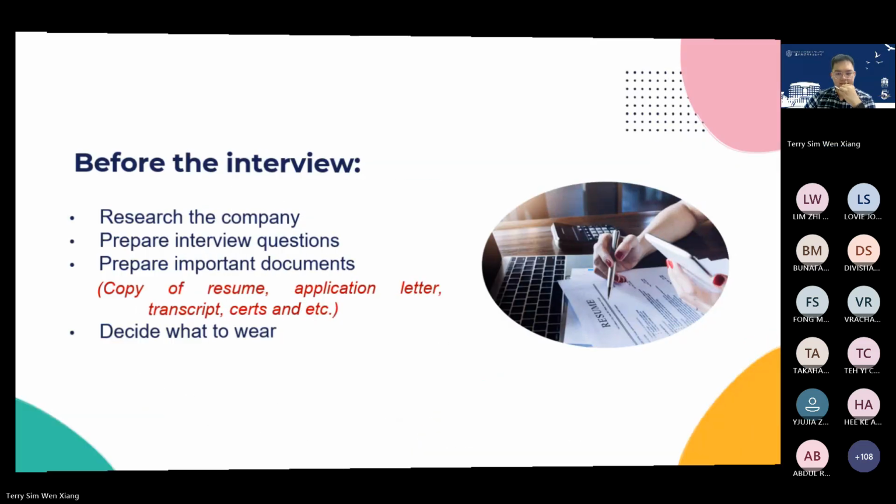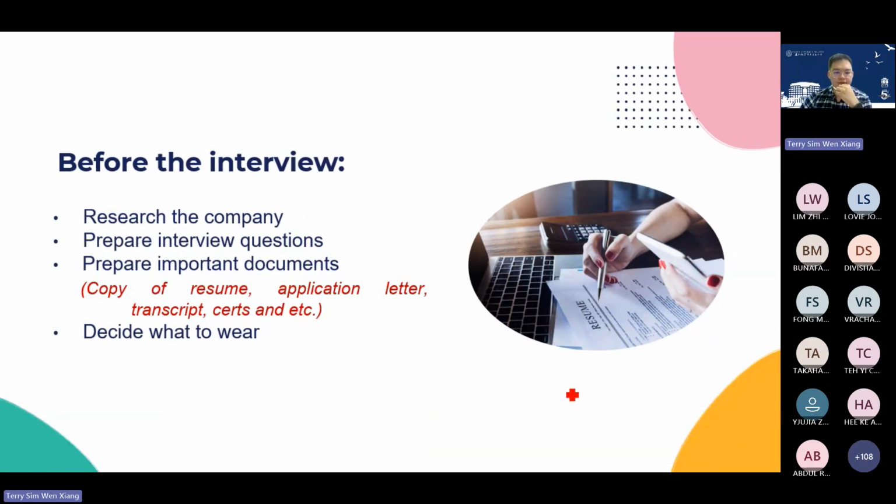Next one. Before the interview, what should you do? You need to research the company. So if you receive an interview invitation by email from, let's say, Agoda, you can just open Google and search who Agoda is, and understand their environment and somewhat of their history. You should know what position they are even offering you, right? Understand that, and prepare some interview questions, which we will talk about later, and prepare the important documents.